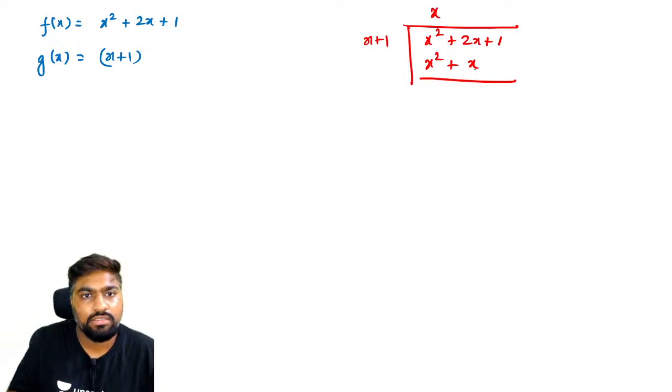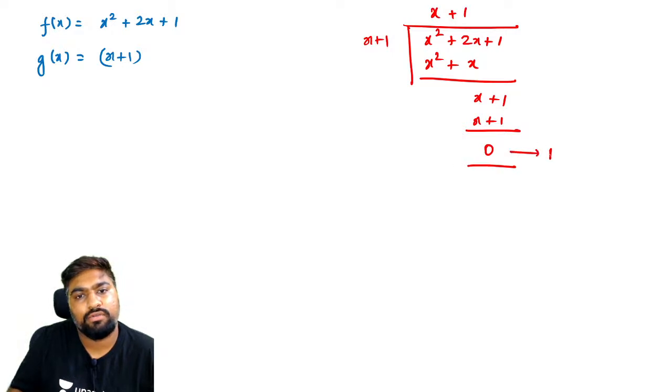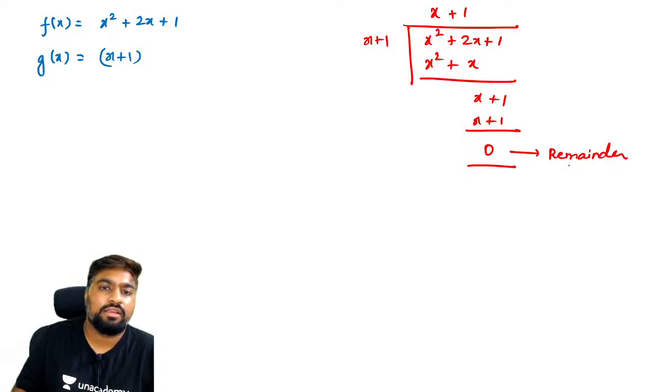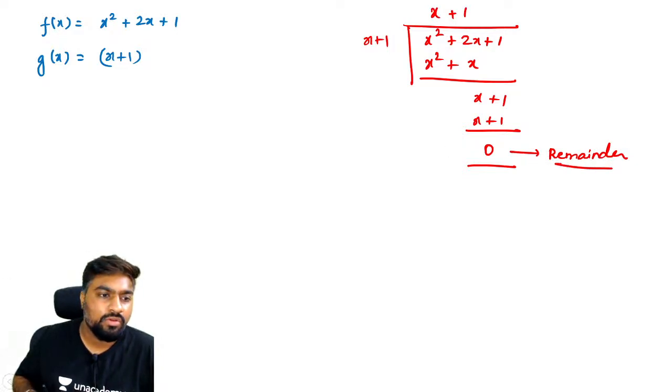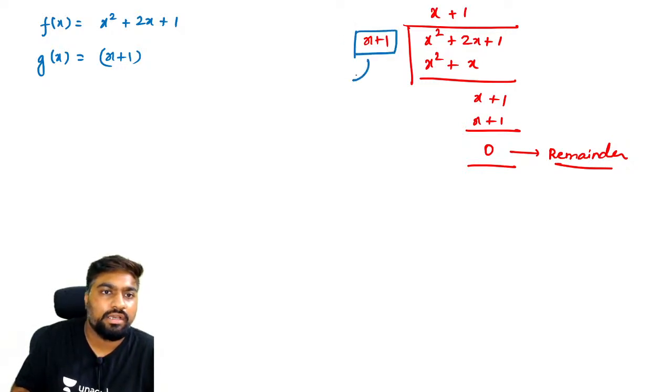What do you get? This gets cancelled off. You have x plus 1 here plus 1 times, right? So x plus 1, remainder becomes what? 0. Yes, when the remainder is 0, then the divisor, this part, becomes a factor.